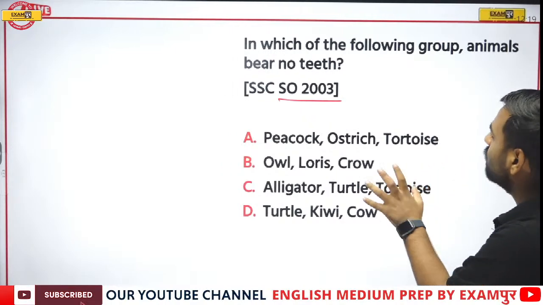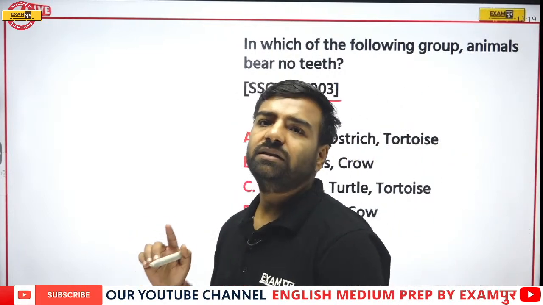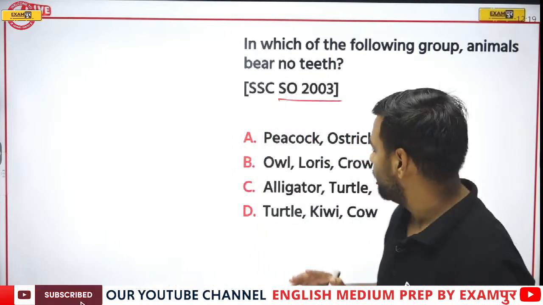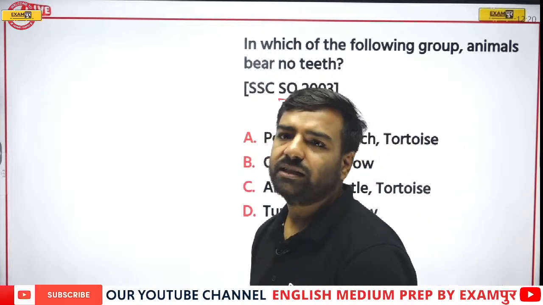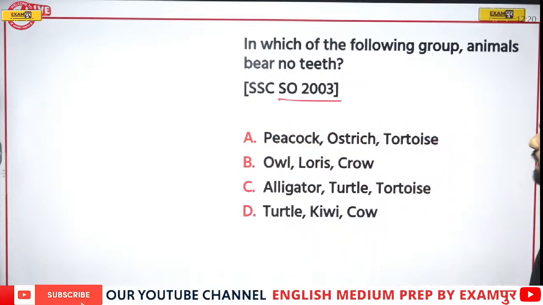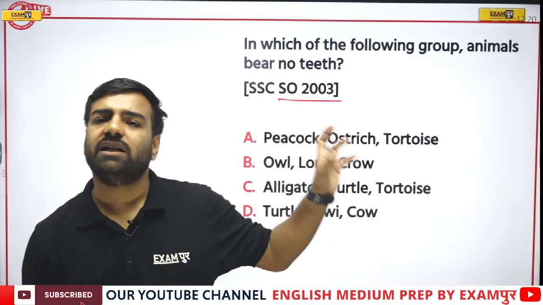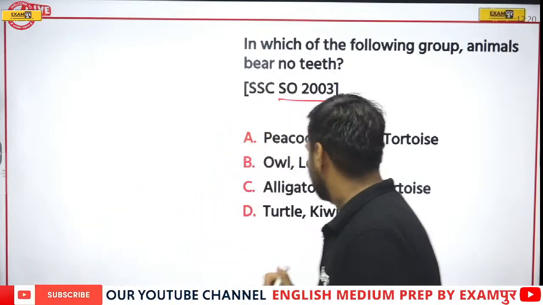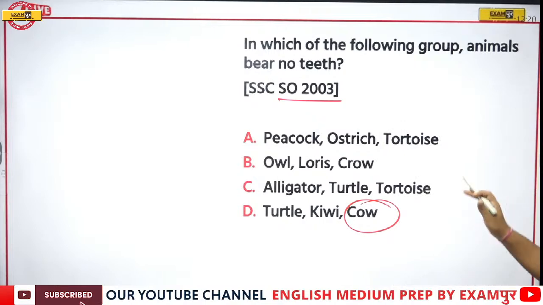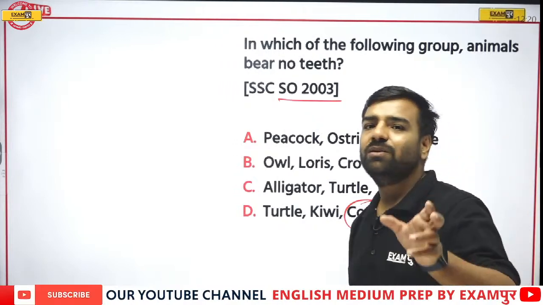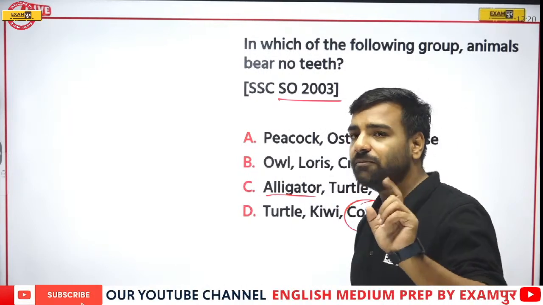Which is the correct combo which is actually bearing no teeth? So Ravindra Singh said it would be alligator, turtle and tortoise. That is option number C. Okay. So are you all with Ravindra? No, Dilip has another answer. Dilip is with D actually. Turtle, kiwi and cow. See, Dilip, I guess you must have seen cow, correct? In cow, have you seen teeth? I guess you have seen that. I'm not going with this part because I don't know whether you have seen them or not. But I guess you must have seen alligator, Ravindra. Dilip, you must have seen cow.